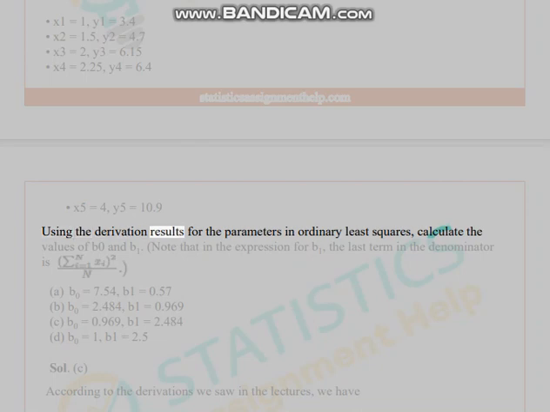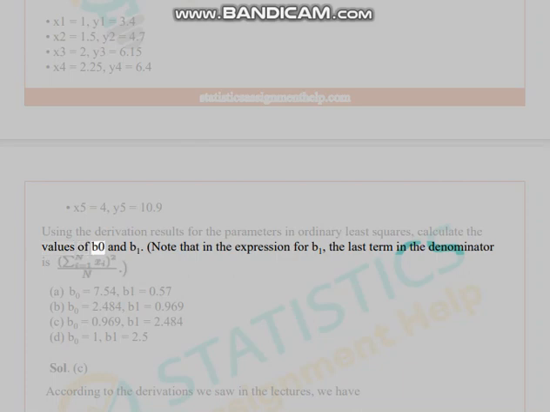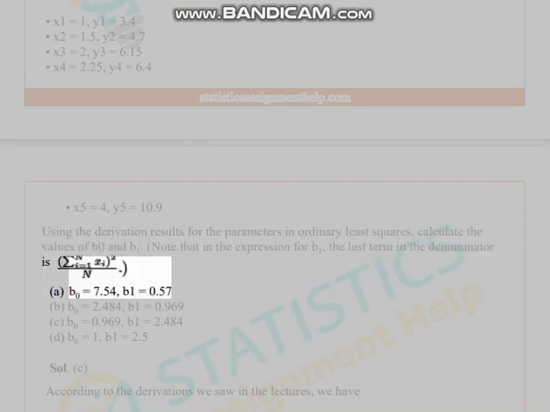Using the derivation results for the parameters in ordinary least squares, calculate the values of b0 and b1. Note that in the expression for b1, the last term in the denominator is n x-bar squared. A: b0 equals 7.54, b1 equals 0.57. B: b0 equals 2.484, b1 equals 0.969. C: b0 equals 0.969, b1 equals 2.484. D: b0 equals 1, b1 equals 2.5.